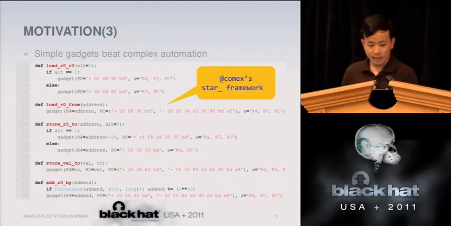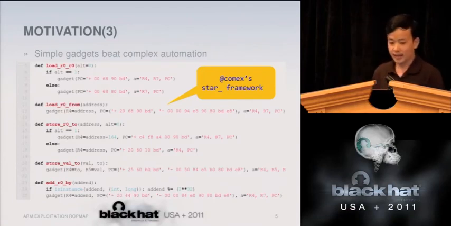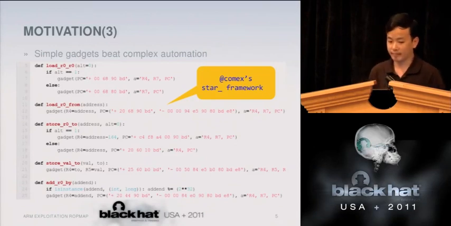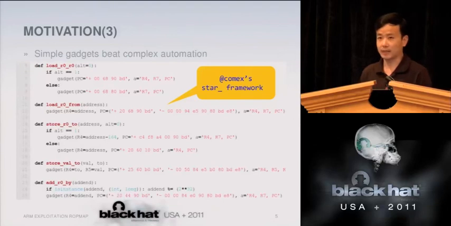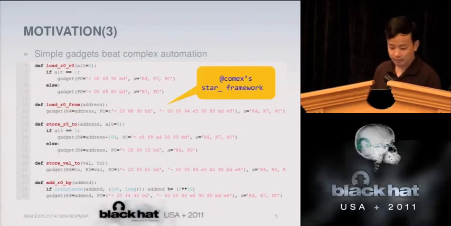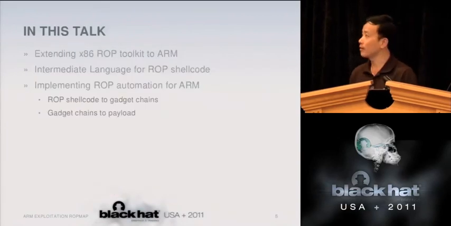So one thing we note here is, in order to do ROP automation, an important point is that we only need to use simple gadgets instead of trying to find complex gadgets. So in this talk, we will present just three things.